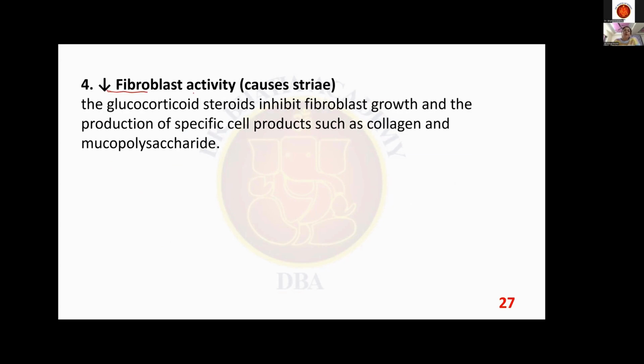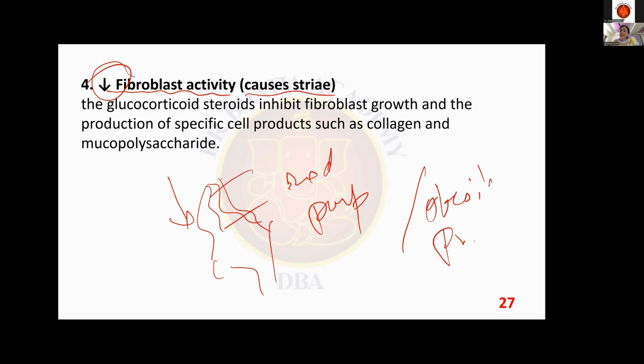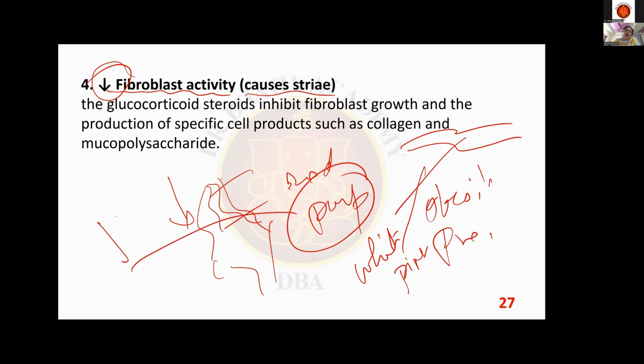What does it do to fibroblast activity? It causes decreased fibroblast activity, and as a result there is breakdown of collagen. That causes formation of striae: the collagen of the skin and subcutaneous tissue is broken down and there is stretching, the stretch marks, and they are red in color, that is purple striae. In obesity or in pregnancy there are also stretch marks, but these are white or pink. They are never purple. Purple striae are very characteristic of hypercortisolism.